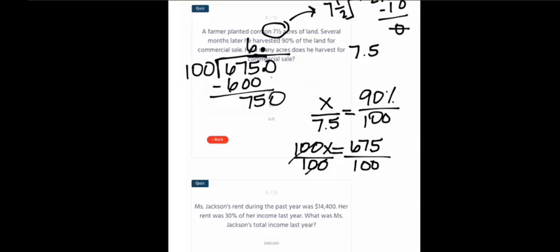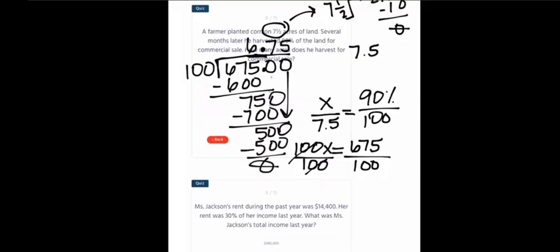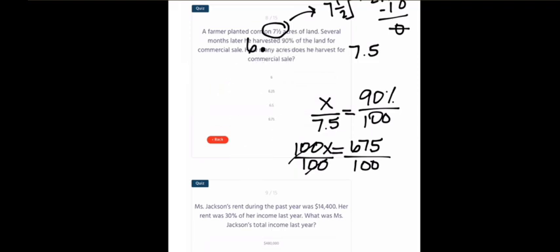So 100 goes into 750 7 times. 100 times 7 is 700. 750 minus 700 is 50. Let's add another 0. Bring that 0 down. 100 goes into 500 5 times. 100 times 5 is 500. We're done. We don't have anything left over. Our answer is 6.75. And I know I wrote over everything, so let me erase it so we can see clearly. 6.75. Okay?